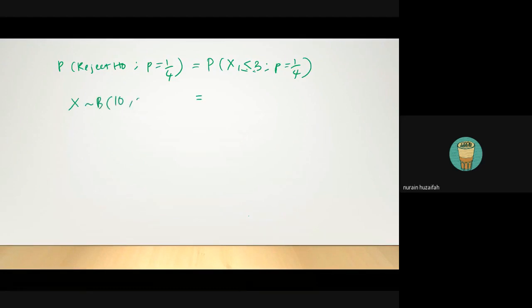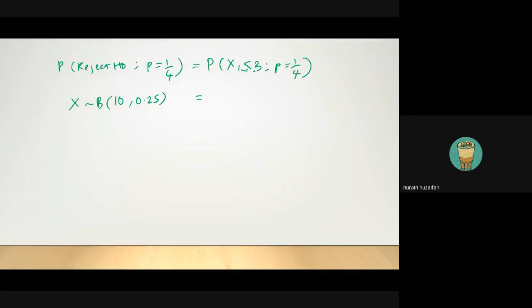Now refer back to your stats table, but your p now is 1/4, which is 0.25. So refer to your stats table, n equals 10, p 0.25, k equals 3, so it gives you the value 0.7759. If we take 2 decimal places, 0.78. So this is the probability of rejecting H0 when your H0 is false. So that is the answer for finding the power of the test.